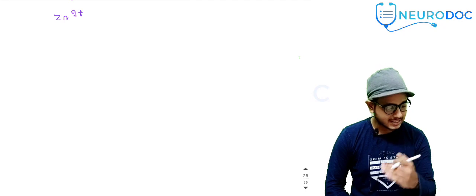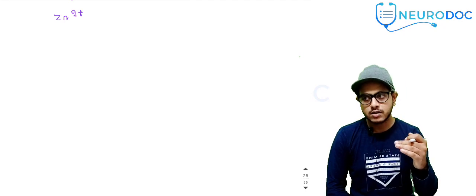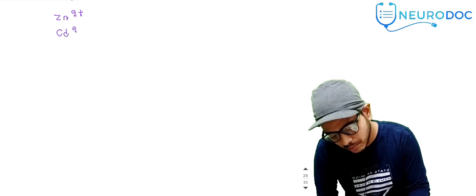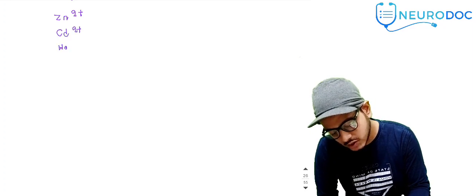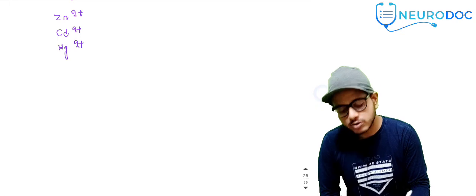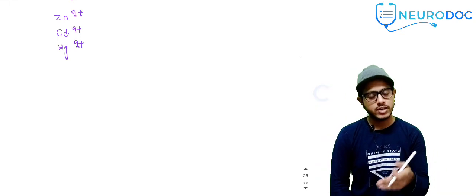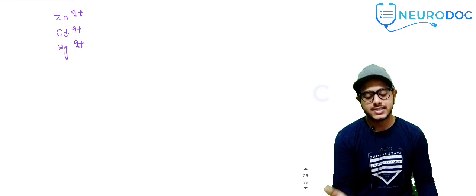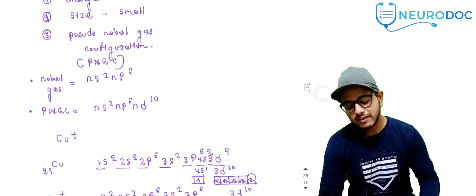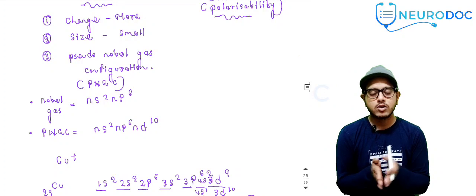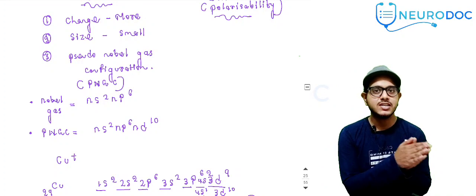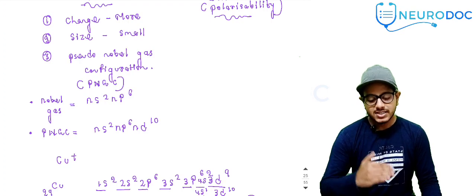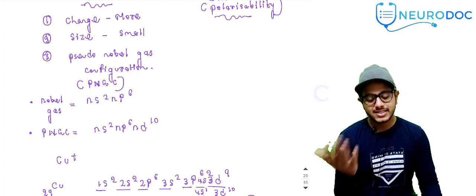Below zinc there were the elements cadmium and mercury. So Cd2+ and Hg2+ are also having pseudo inert gas configuration. So they will also have very high polarizing power. So three factors of cation we came across. One was charge. The more the charge, the more will be the polarizing power. The smaller the size, the more will be the polarizing power.